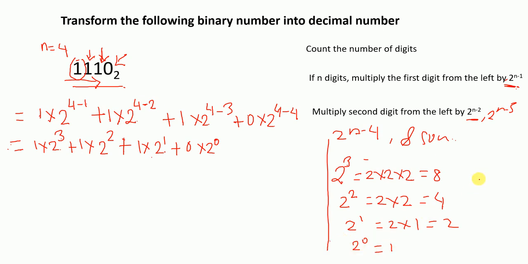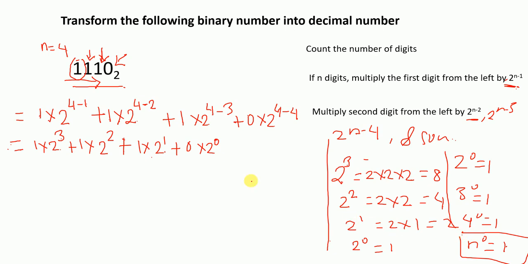You should know that the power 0 of any digit or number is always 1. For example, 2 to the power 0 is 1, even 3 to the power 0 will always be 1, or 4 to the power 0, whatever the number is. That means n to the power 0 is always equal to 1. This one you should remember.